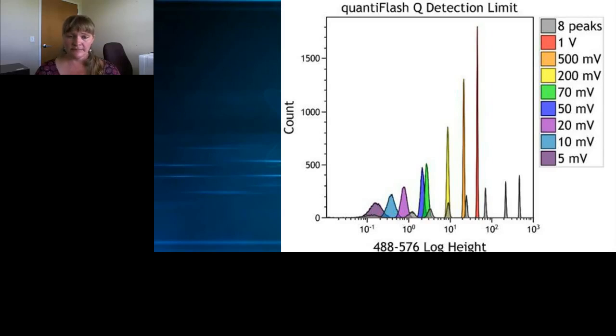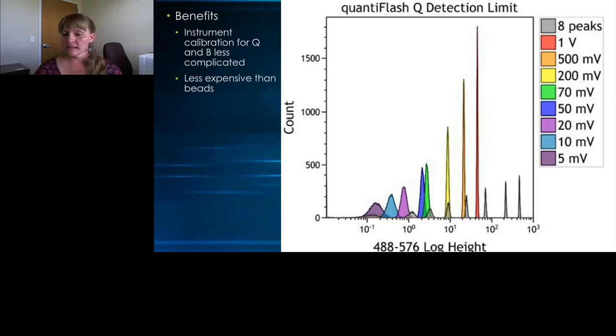This is an example of a histogram taken where we have the gray population as our 8 peak beads. And then we vary the output of the LED pulsar from 1 volt, which is our red, all the way down to 5 millivolts. This simulates an 8 peak bead. However, at the same time, you don't have to purchase beads, so it's less expensive. It makes it less complicated to measure Q and B because you don't have the intrinsic CV values.